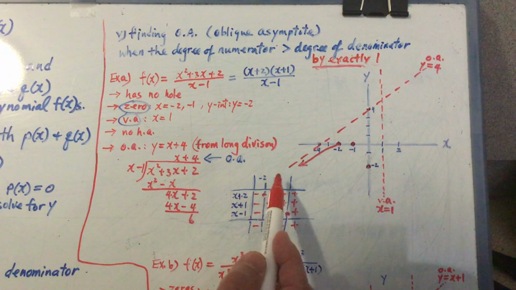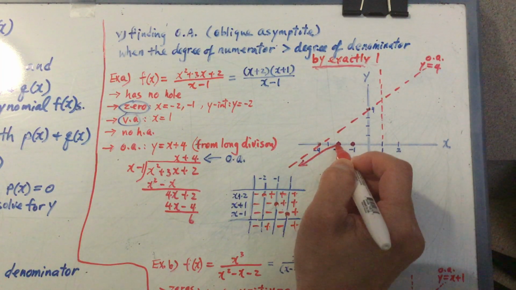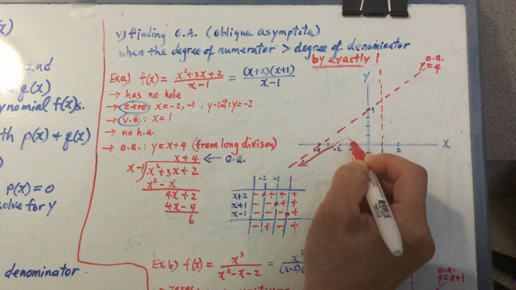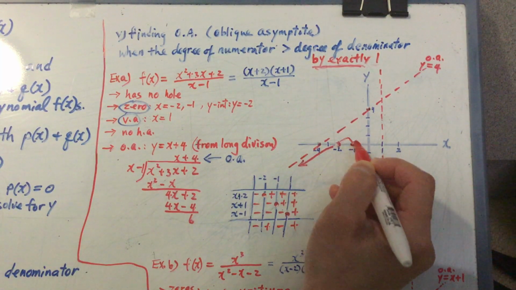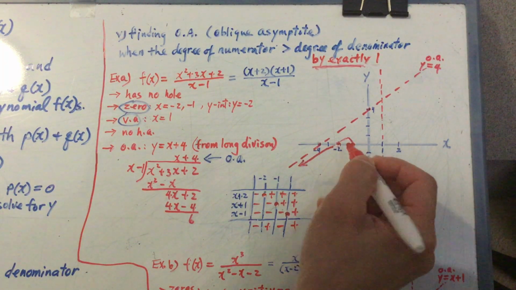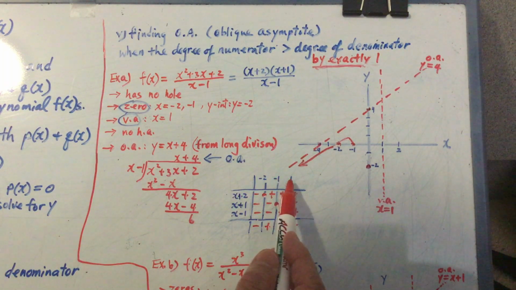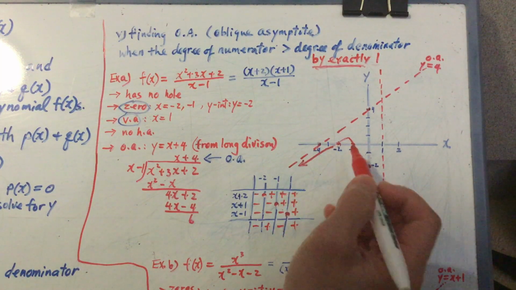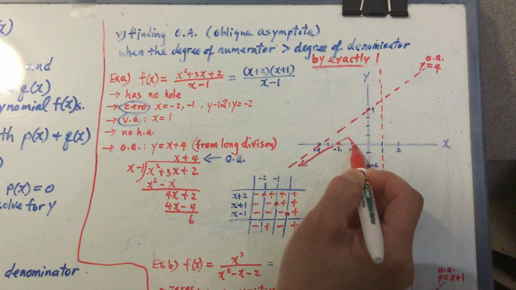In between negative 2 and negative 1, I have positive, so the graph must be going up, hitting this 0, then coming down to hit this 0. Between negative 2 and negative 1 it is above the x-axis. But between negative 1 and 1, I'm getting negative again, so I need to come down, obviously because of the y-intercept.